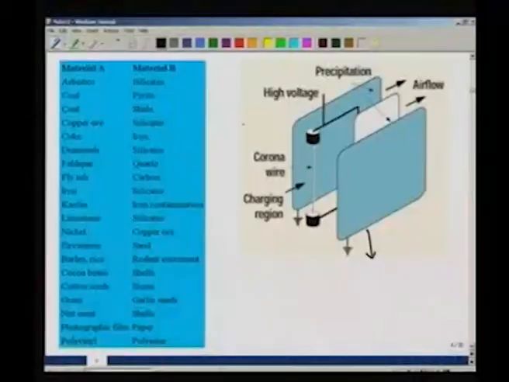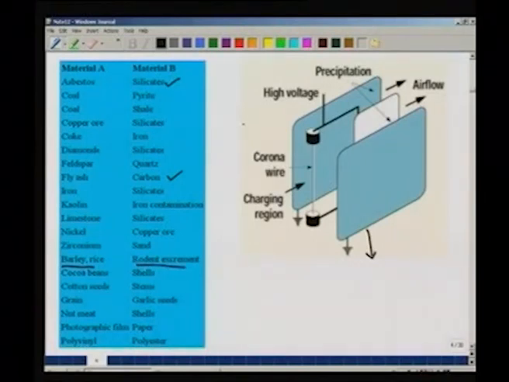Now, there are many materials which we would like to separate. Asbestos might be mixed with silicates. This is one particular example. Fly ash may be mixed with carbon. We know that fly ash is made use of in making very good cement nowadays in thermoelectric plants. Then, of course, all of us have to eat in order to live. I may have to separate barley and rice from rodent excrement. Rodent excrement is there because of the pests, and that is very bad for the health. Nobody wants to eat them.